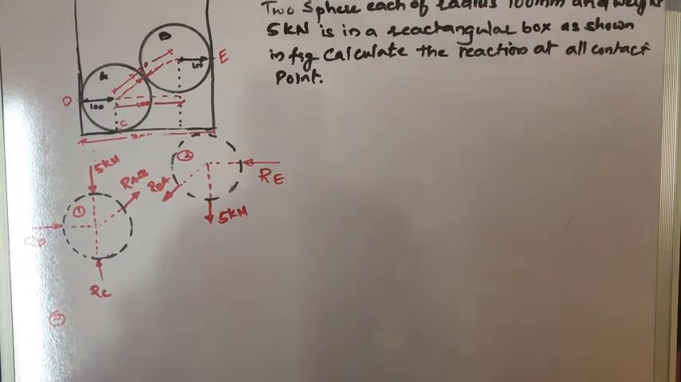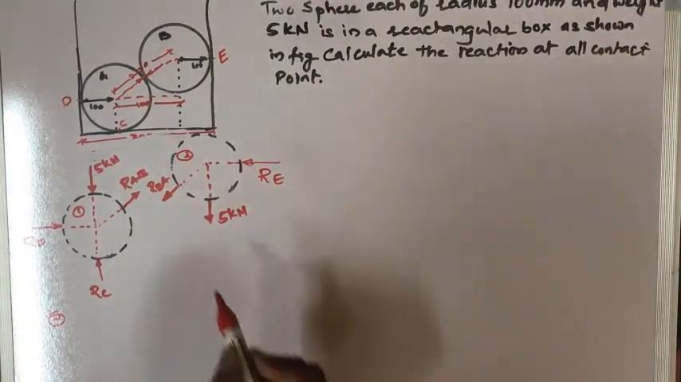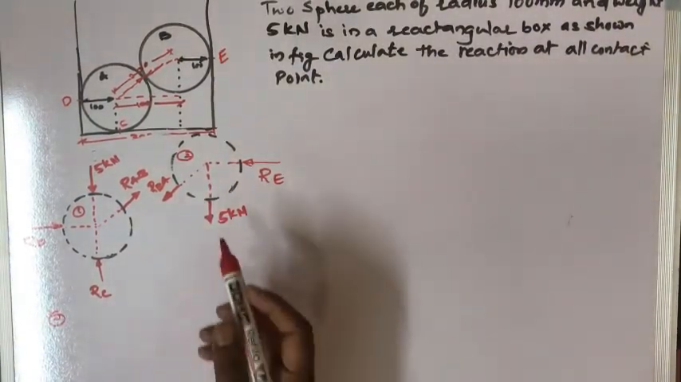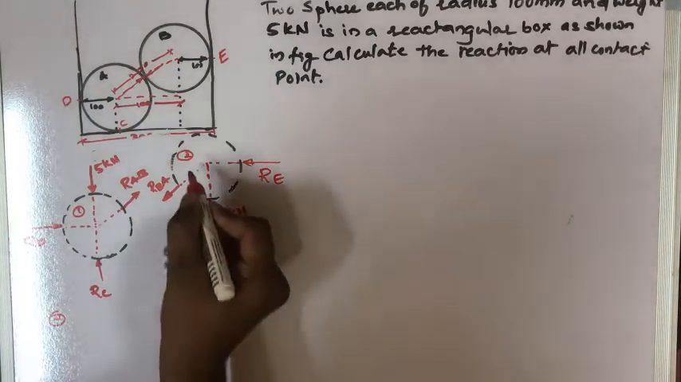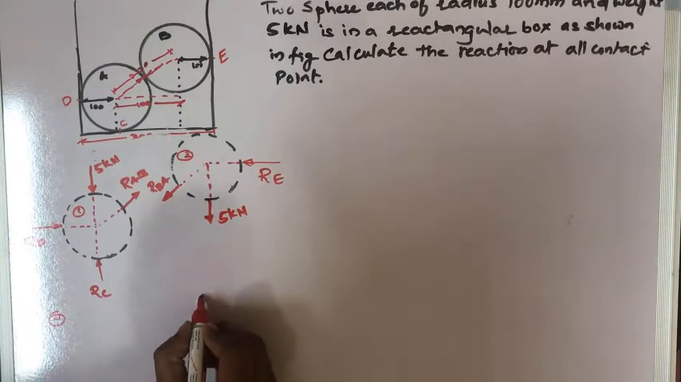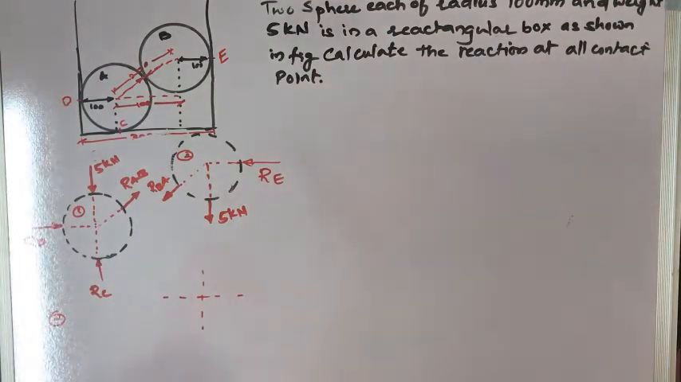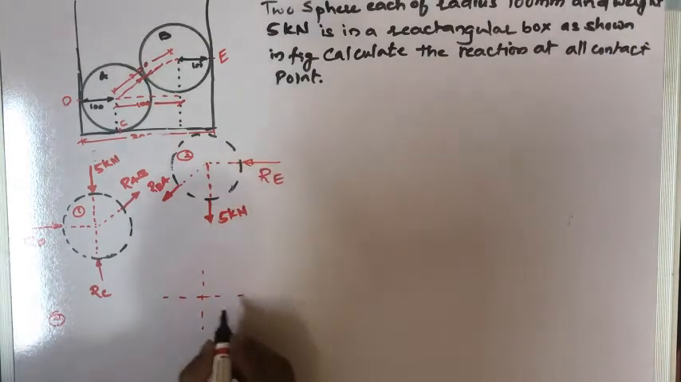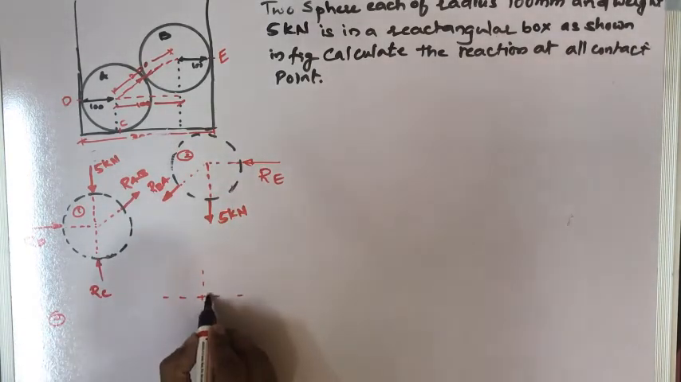So if I draw the free body diagram for sphere 2, it will be like this. This is the RE reaction. This is a 5 kilonewton load.